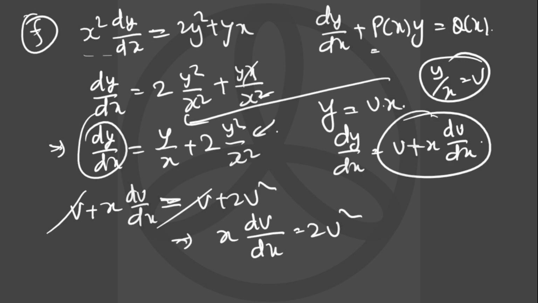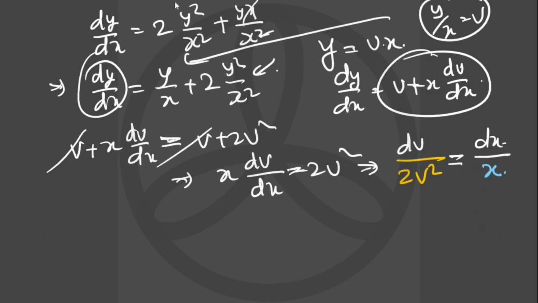take 2v² on the left hand side. This will go in the denominator here, so this will be dv/2v² here, and this will be dx here, and x will come in the denominator. Okay. Now apply integration on both sides here.